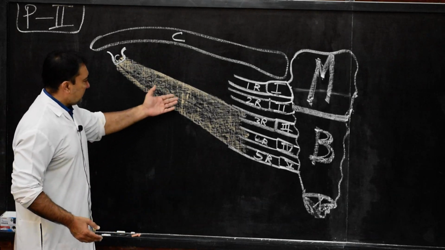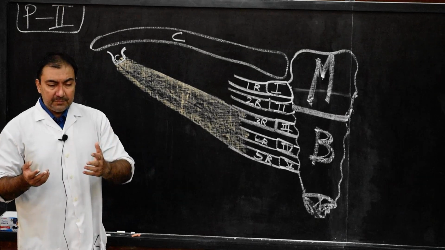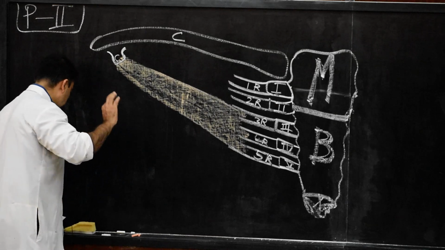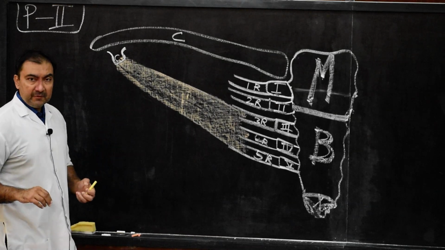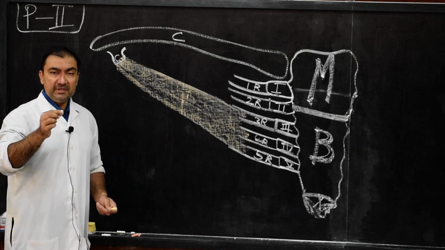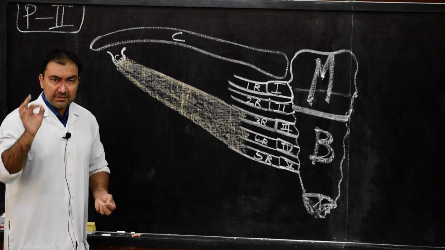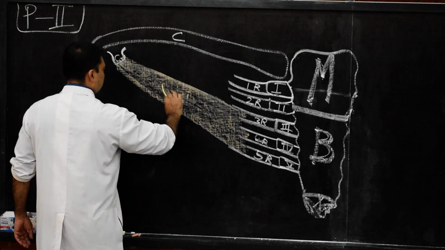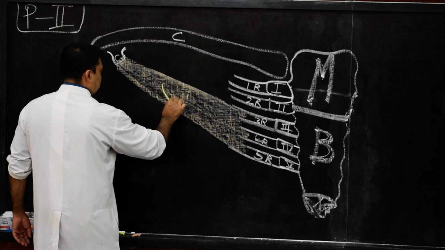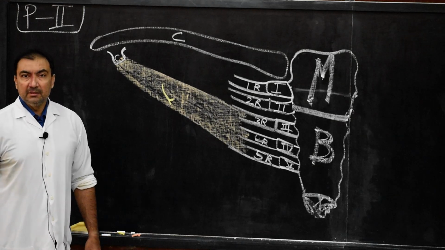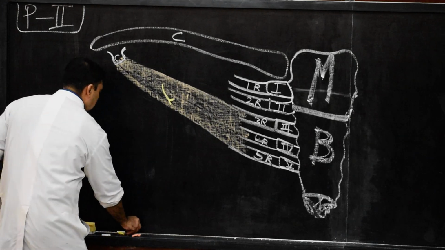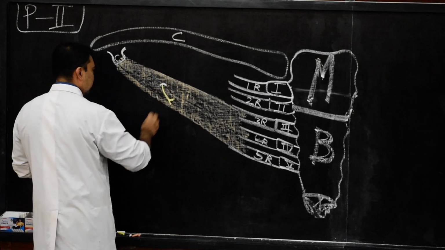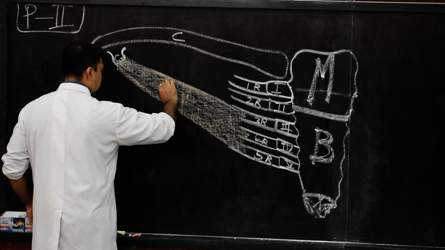Now we come to nerve supply. The nerve supply of pectoralis minor will be through the medial pectoral nerve and the lateral pectoral nerve. Which nerve will pierce pectoralis minor? The nerve which pierces the pectoralis minor is the medial pectoral nerve, which I have drawn here. It pierces pectoralis minor and supplies pectoralis minor itself.